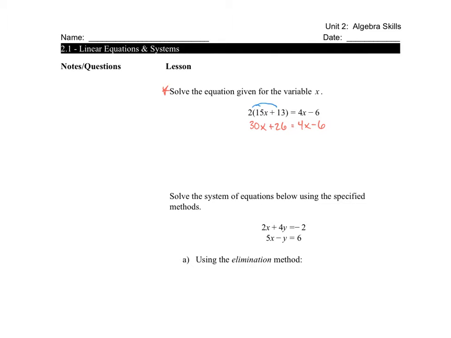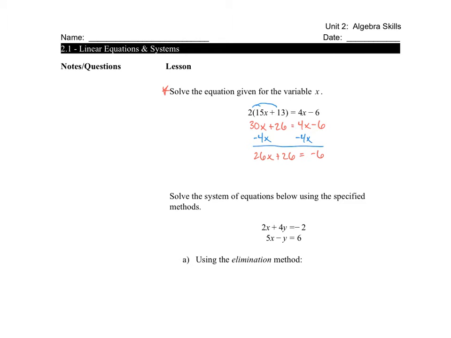And now at this point, you've got 4 choices. There are 4 things you could do to solve this. You could subtract the 30x from both sides if you wanted, or you could subtract the 26 from both sides. You could subtract the 4x from both sides or add 6 to both sides. But I think the thing that makes the most sense here is to subtract 4x. All right. So we now have 26x plus 26 equals negative 6.